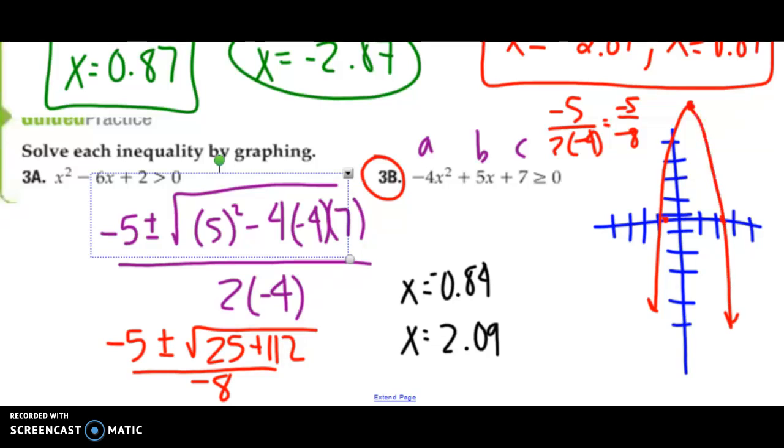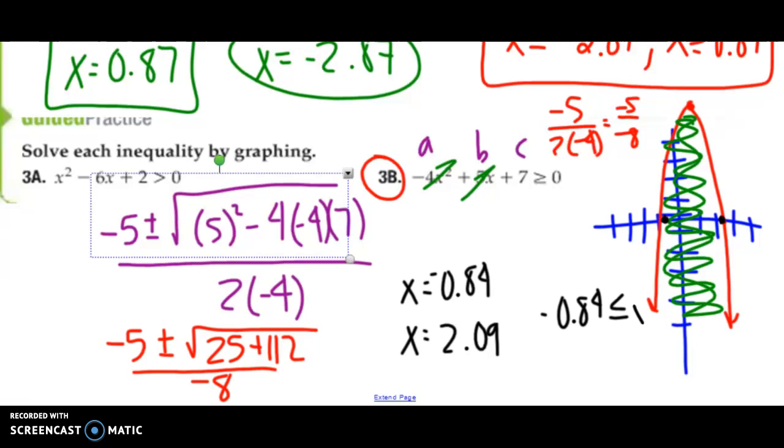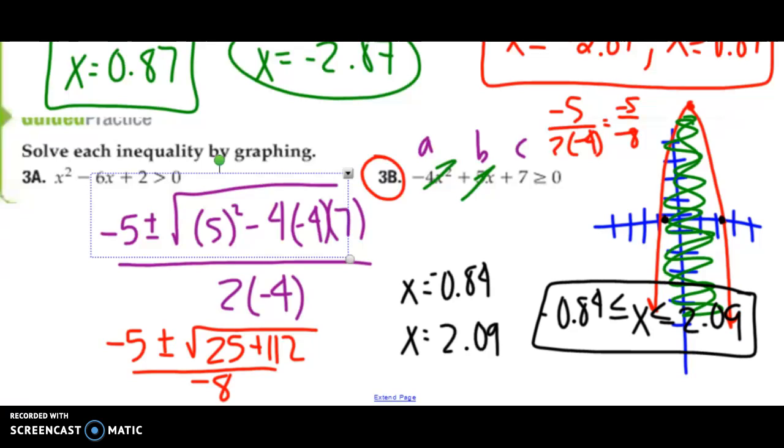And so then I try 0, 0 because it's inside. So 0, 0, and I get 7 is greater than or equal to 0. That means I shade within it. Now, because I shade within it, my solution set is within these points right here. So that means my solution set is negative 0.84 is less than or equal to x, which is less than or equal to 2.09. Here's my solution set right there.